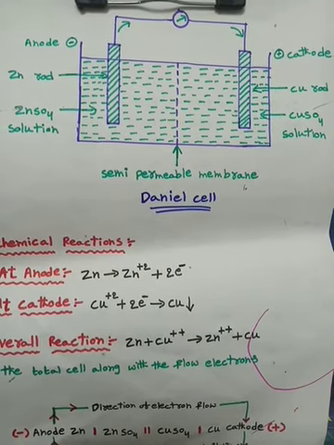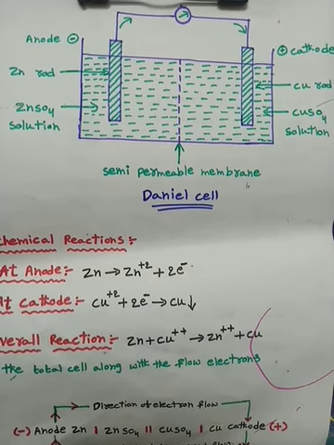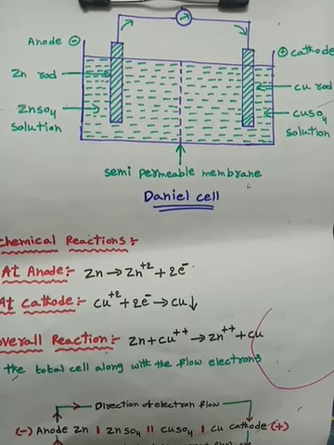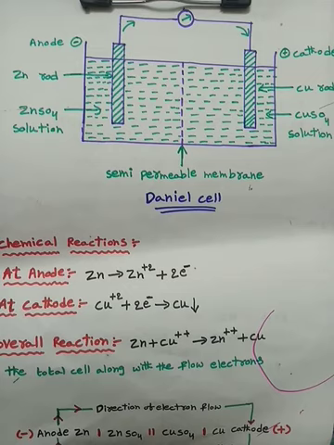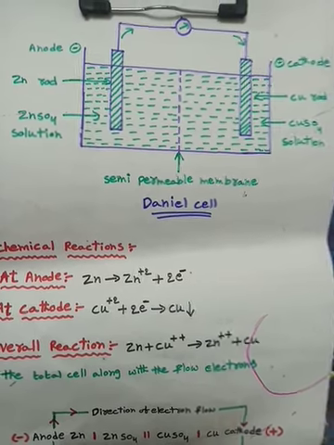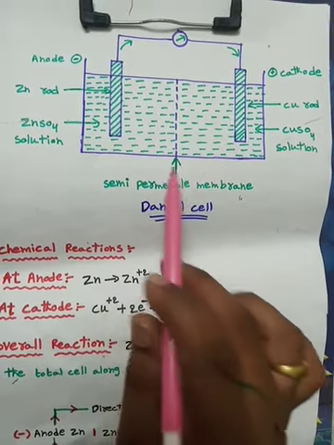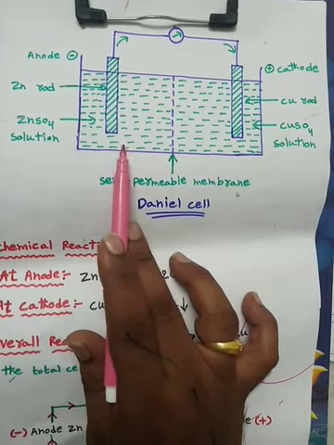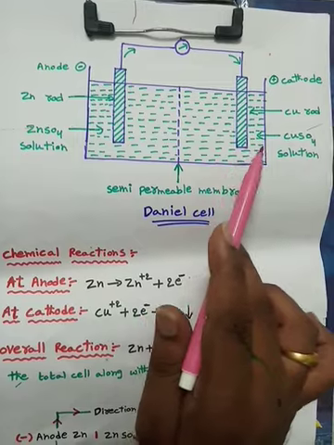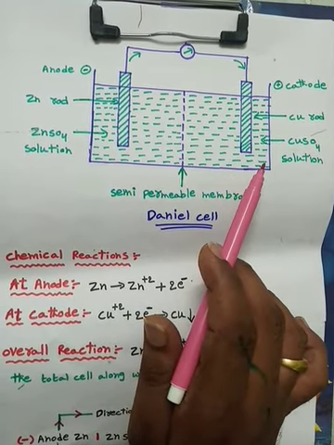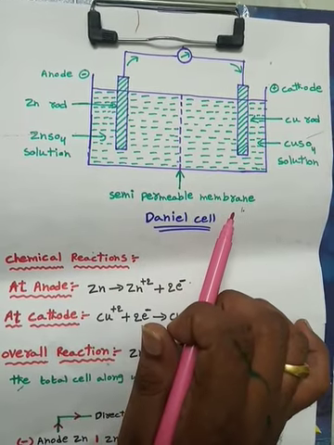So what is the definition of galvanic cell? Galvanic cell is the device which converts chemical energy into electrical energy. The best example of galvanic cell is the Daniel cell. This is the diagram of Daniel cell. When we observe the diagram, it has a chamber which is generally made up of glass, and this chamber is partitioned into two parts with the help of a semi-permeable membrane.